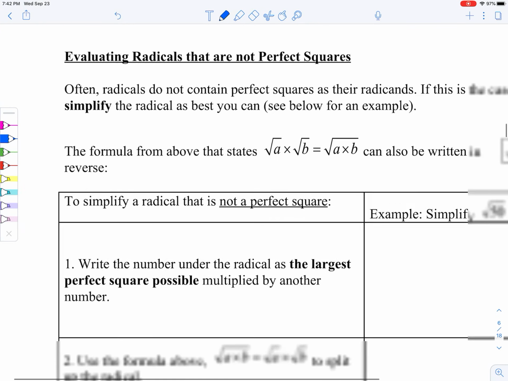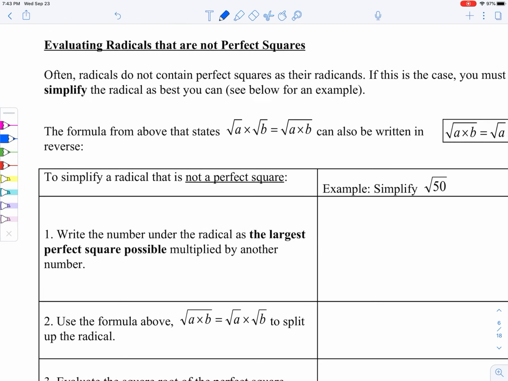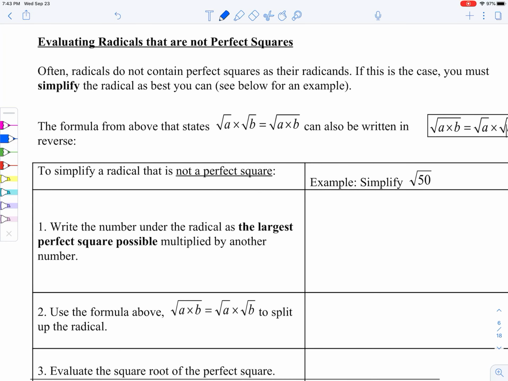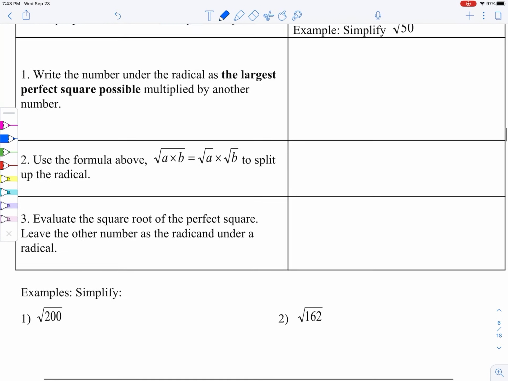Okay, we're still not quite done. Evaluating radicals that are not perfect squares. So often radicals do not contain perfect squares as their radicands. So same way we had bases in disguise, now we're going to have radicands in disguise. So lots of words there. We're going to go straight to this chart.